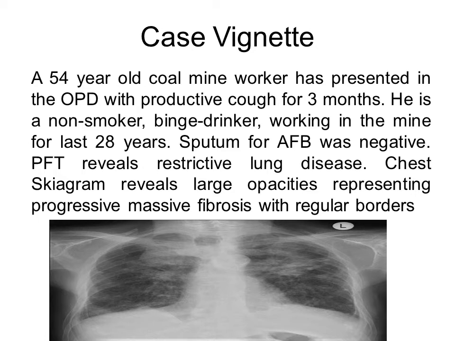So what comes to your mind is that some internal changes have occurred in the lung parenchyma and the mucociliary spaces, where there is some damage, and thereby there is restriction of the lung movement, thereby a decrease in the air entry into the lung. So you do a chest X-ray and it reveals large opacities representing progressive massive fibrosis, and there are irregular borders due to adjoining emphysematous changes of the lung. This is what you got. The X-ray I have provided.